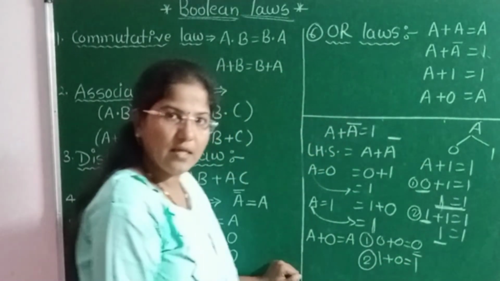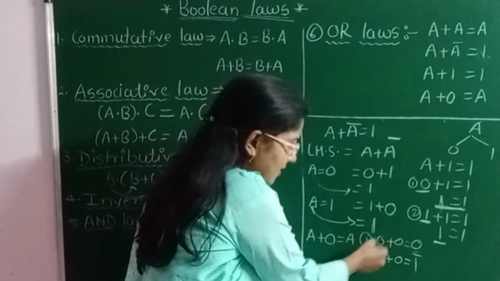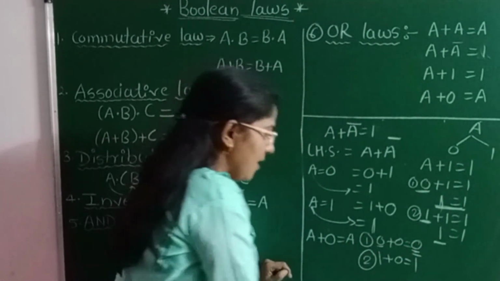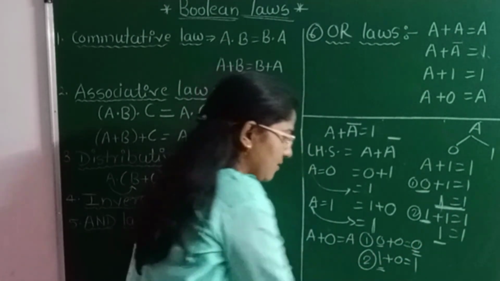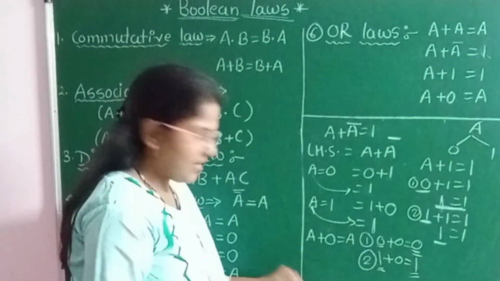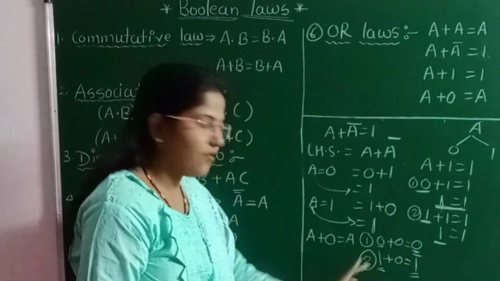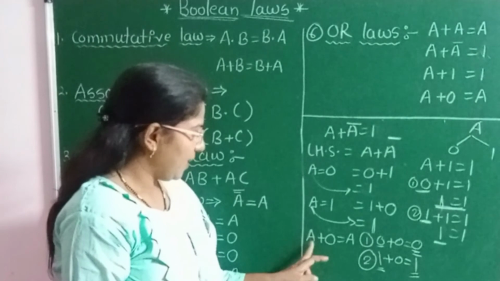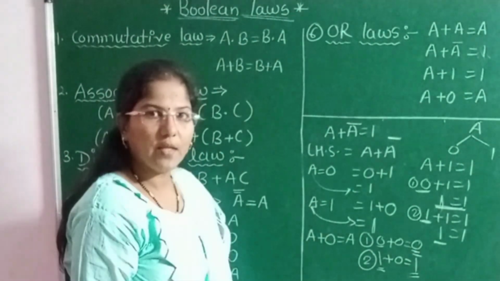So you can see here I put the value of A as 0, the result is 0. Here the value of A is 1, the result is 1. So here the result depends on the value of A. So A plus 0 equal to A.